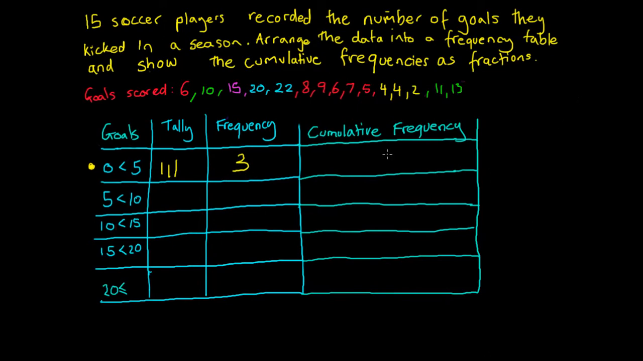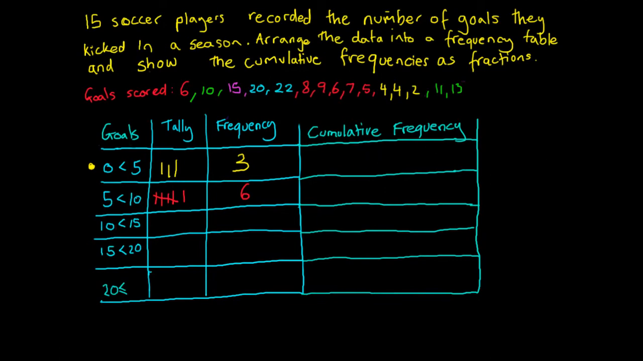So for our next bucket we want to work out whether they kicked 5 to less than 10 goals. So we go through our data and we just count. 6 would definitely be in there, because it's greater than or equal to 5 but less than 10. 8, yep, that would be in there. 9, yep. 6, 7, and 5 would also be in there. So we'd count these up and we'd have 6 for between or equal to 5 and less than 10.